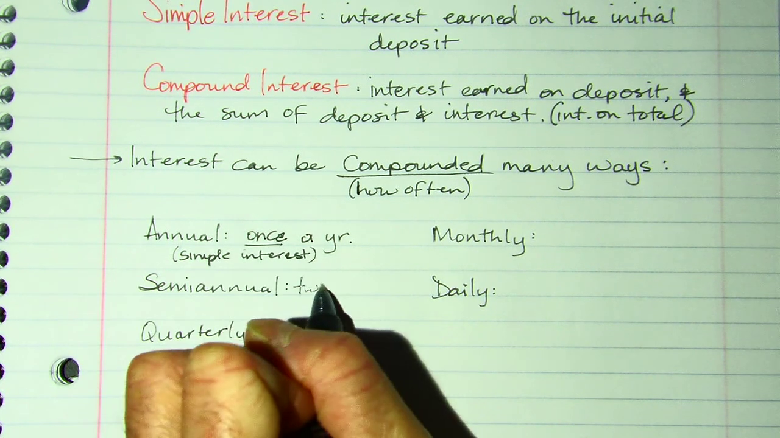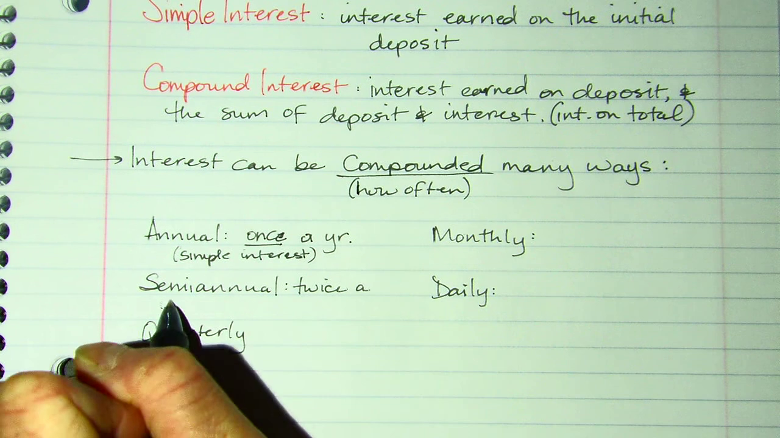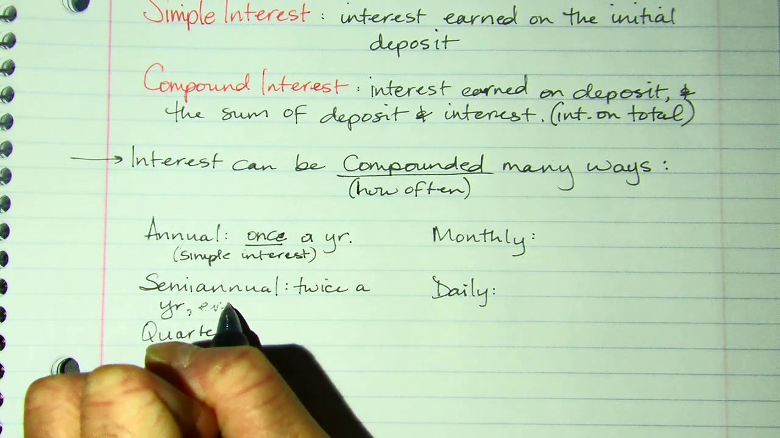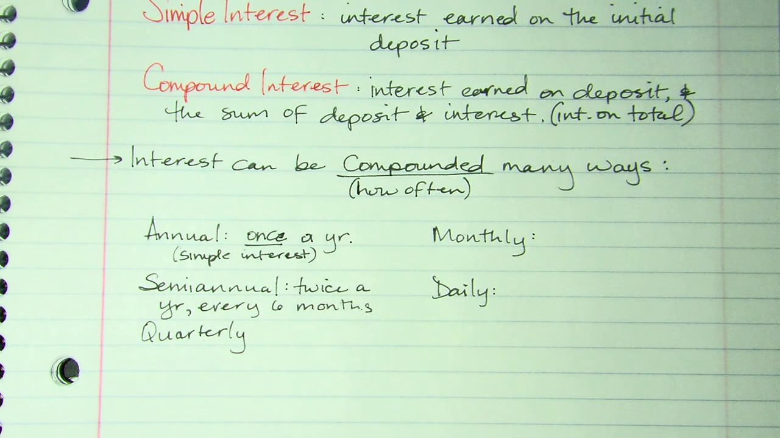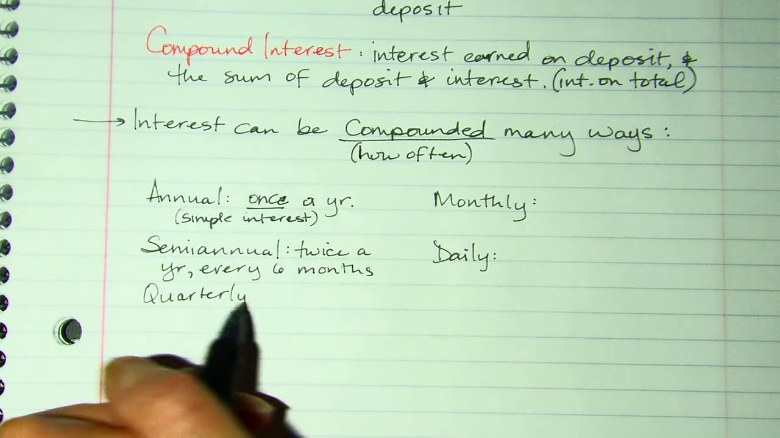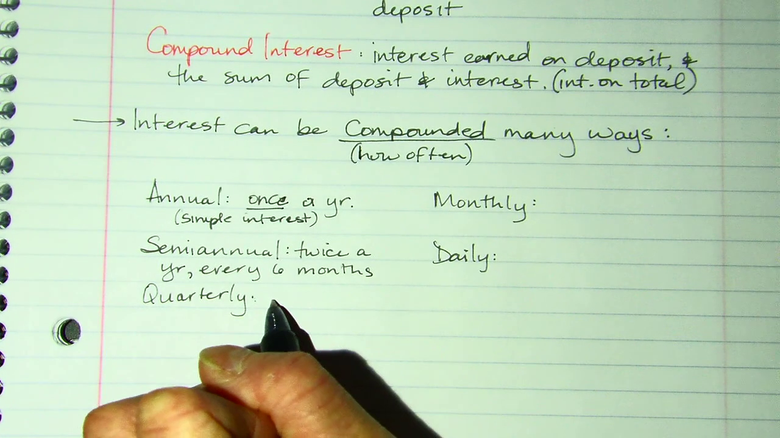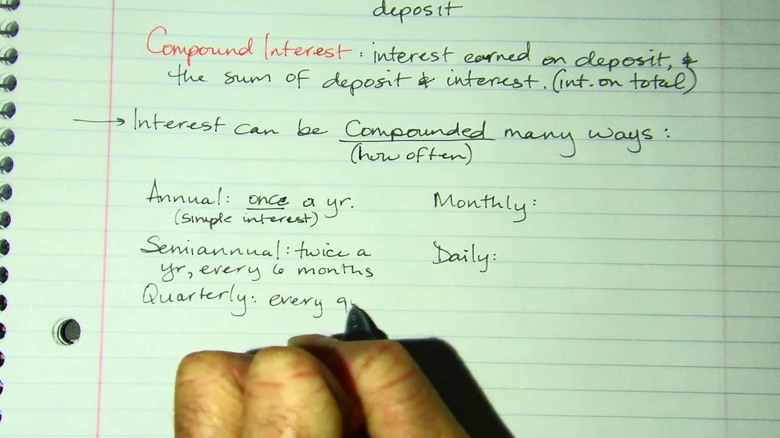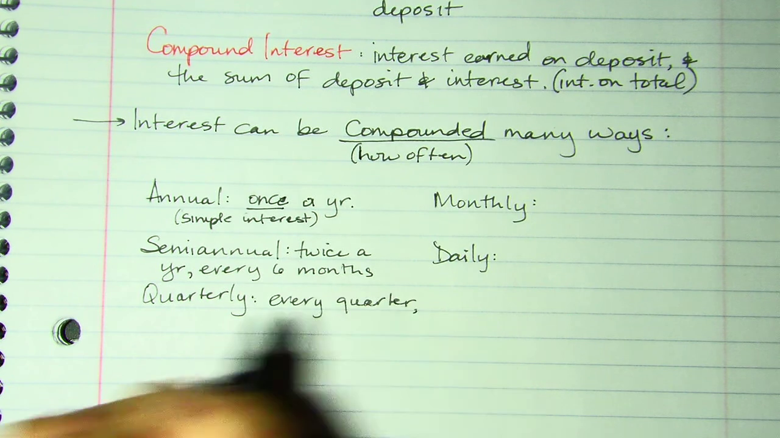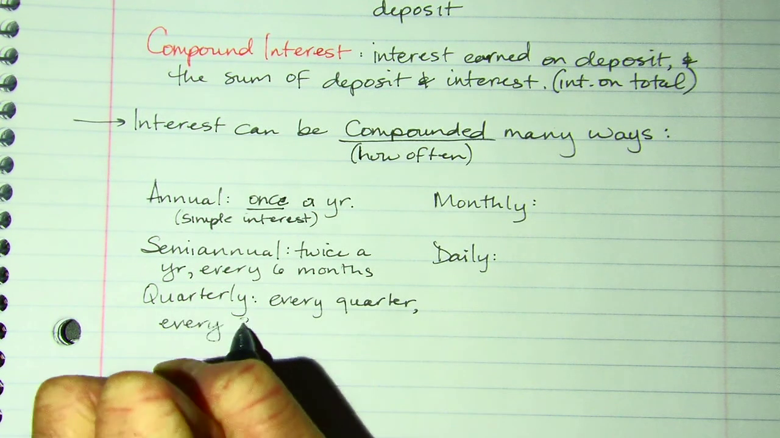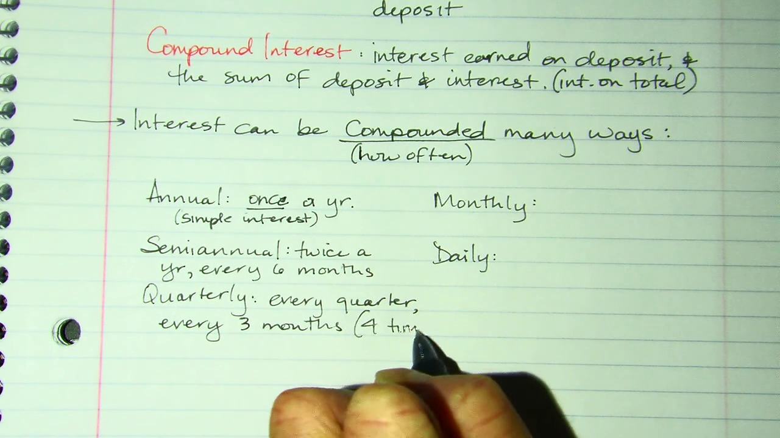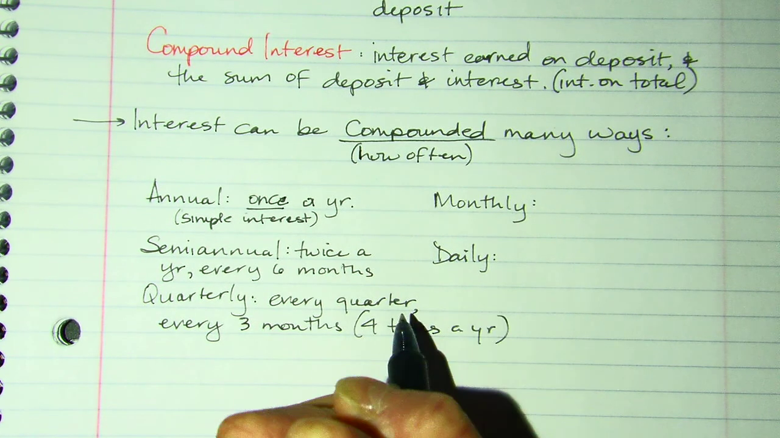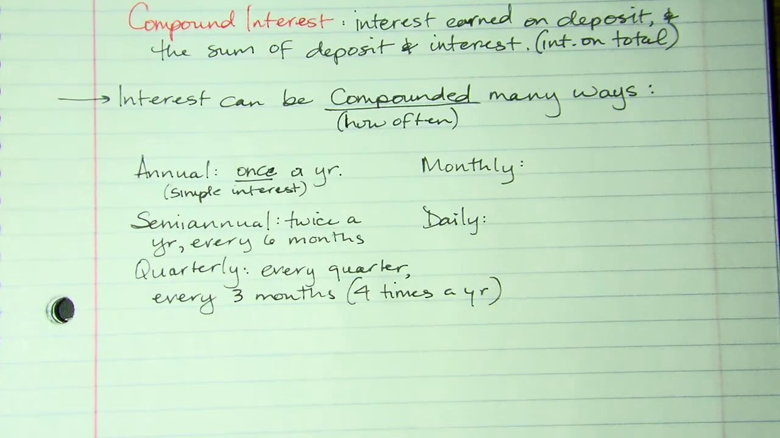Semi-annually is twice a year or every 6 months. Quarterly means it's compounded every quarter or every 3 months or 4 times a year. So quarter, there are 4 quarters in a year. So quarterly would be 4 times a year.